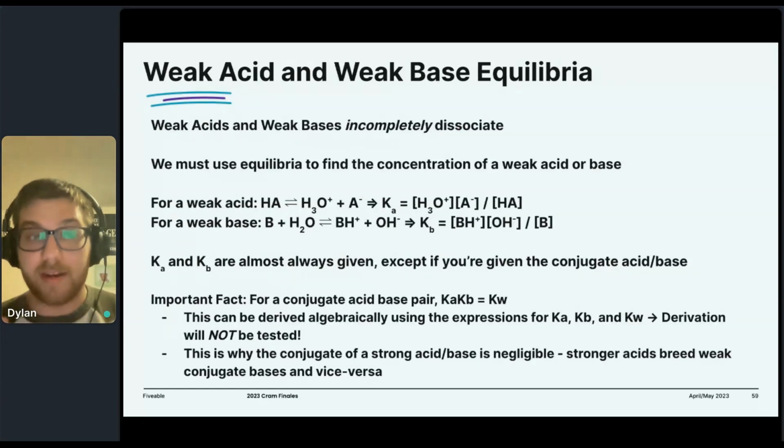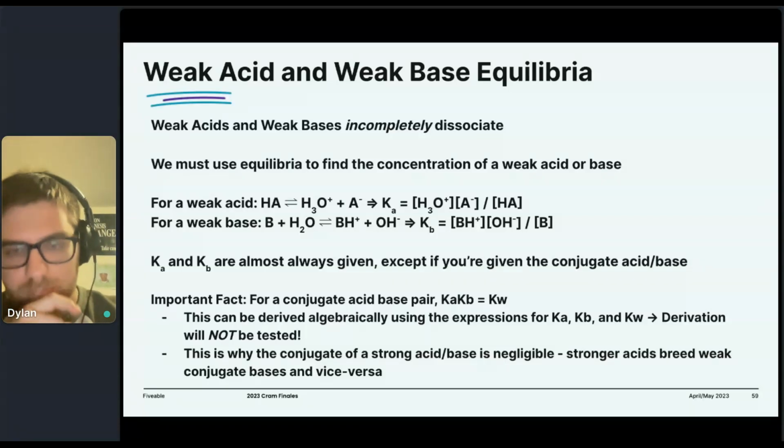Okay, now let's get into kind of the meat of unit 8, right? And that is weak acid and weak base equilibria. In particular, the key point here is that weak acids and weak bases incompletely dissociate. That means that they will dissociate, but then that reverse reaction will also occur.